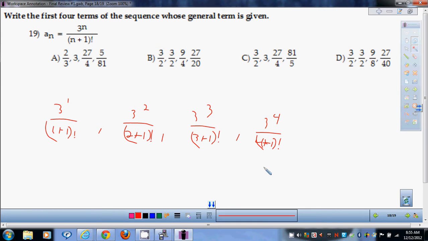Of course, another way you could do this is just graph it, and then you could trace 1, 2, 3, and 4. That way you didn't have to punch all these in individually in your calculator. 3 over 2, so that's going to be B, C, or D. And then 9 over 6, which is 3 over 2 again, so it has to be B or D. And then 27 over 4 factorial, 4 times 3 times 2 times 1.